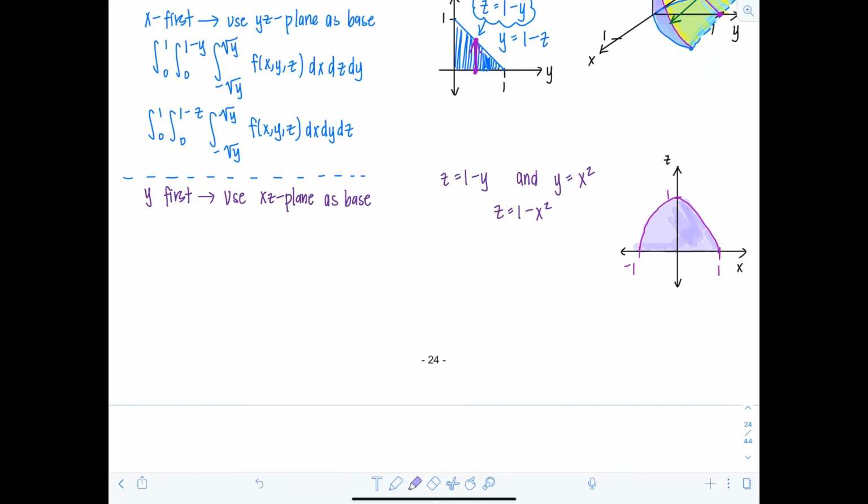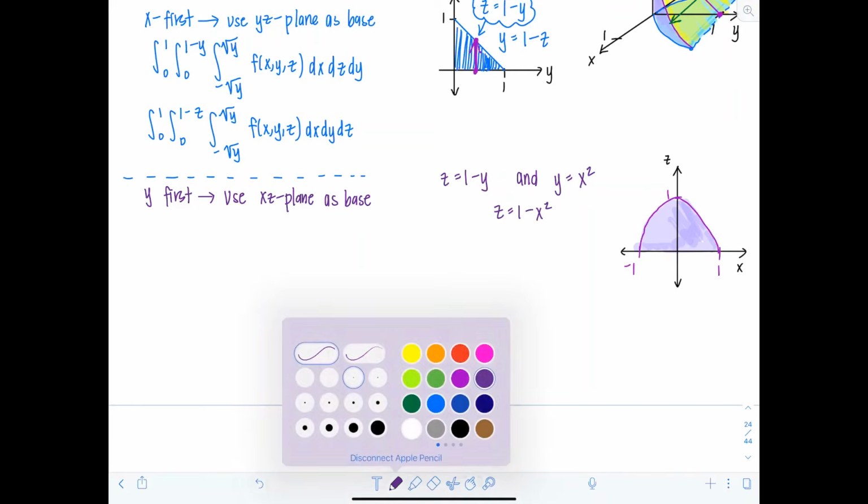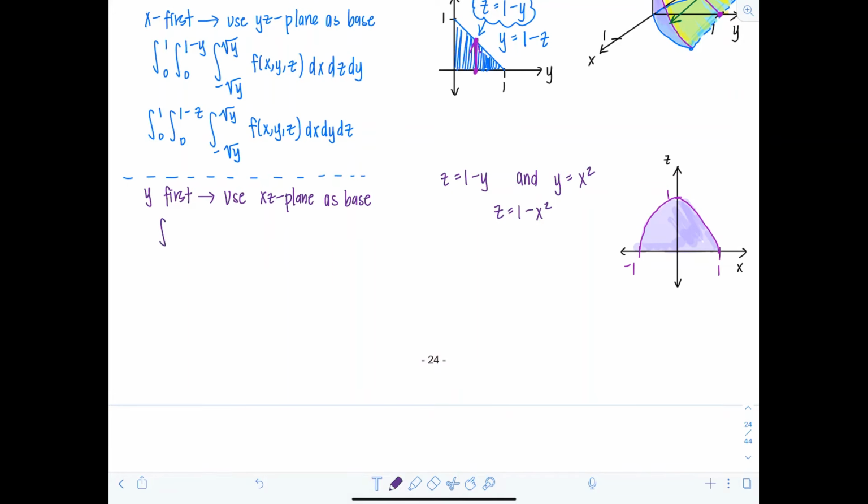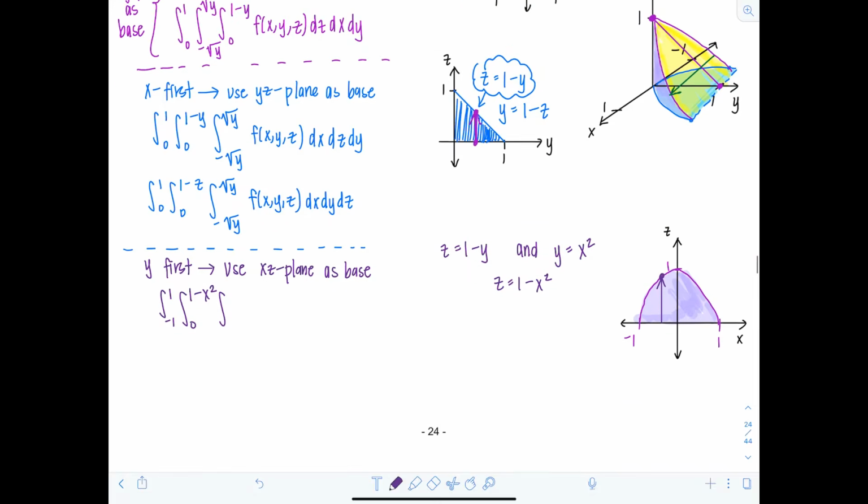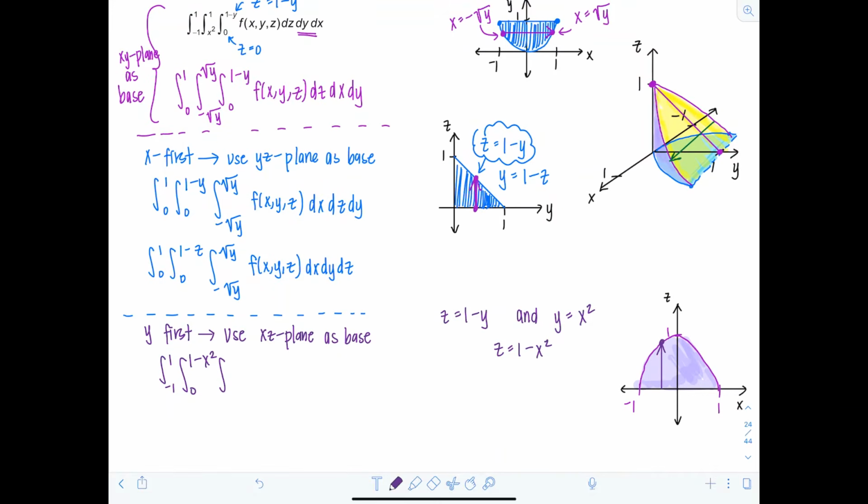So let's first set it up easiest way. We'll have our outer limits for x, so those will be constant. So we'll go from negative 1 to 1, and then z is going to go from 0 to 1 minus x squared. And then what about the limits for y? Well, look at the solid again. You're going to really need this.